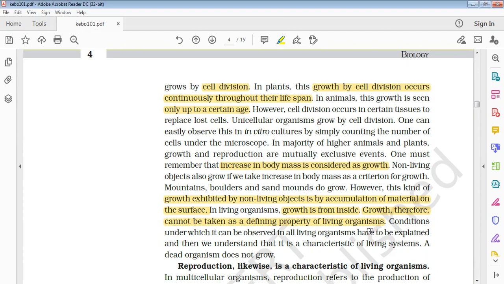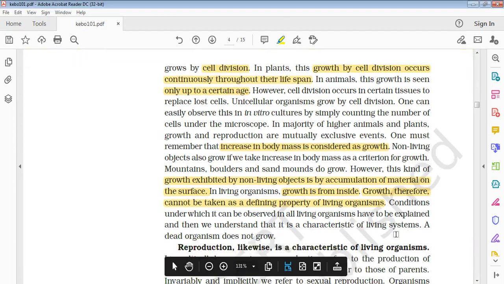But in the case of non-living things, growth also occurs. That occurs by the accumulation of material on the surface, which is known as extrinsic growth. And in the case of living organisms, growth occurs from inside, that is intrinsic growth. Since growth can be seen in both non-living objects and living organisms, we cannot take growth as a defining property of living organisms. So this is how we can explain the question. Growth cannot be taken as a defining property of living organisms.